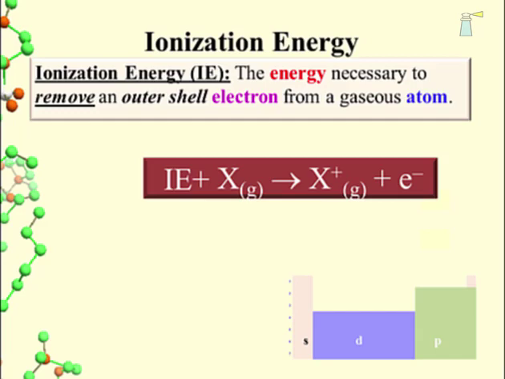Since the IE is on the reactant side of the equation, it can be treated like a cost. Therefore, large ionization energies are large costs and will have the effect of lowering the likelihood that such a reaction will occur. It can just be too expensive. Keep that point in mind.